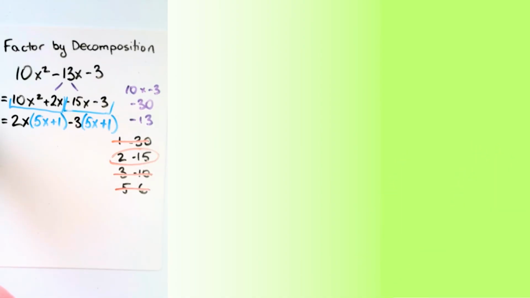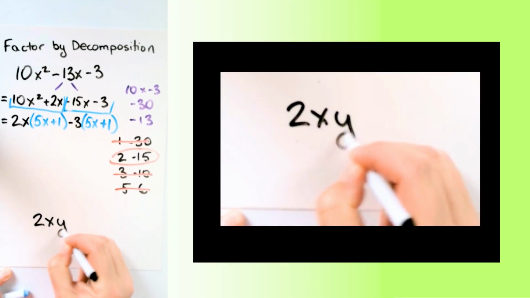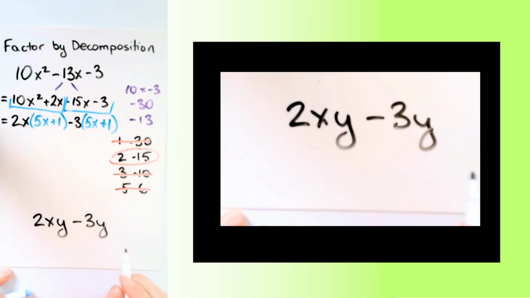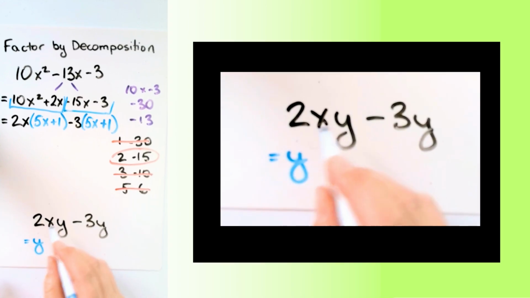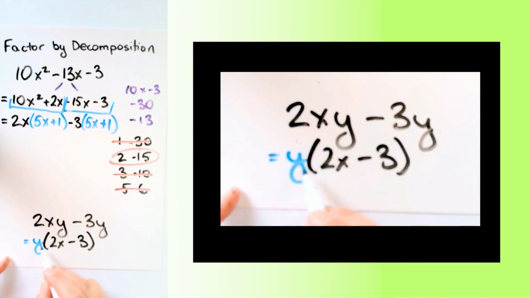So where do I go from here? Let me show you a quick example on the side. What if I asked you to factor this? 2xy minus 3y. And I asked you to factor out the greatest common factor. Well, you would see that the greatest common factor is y. And once you factor it out, you would have 2x minus 3. It would look like this.